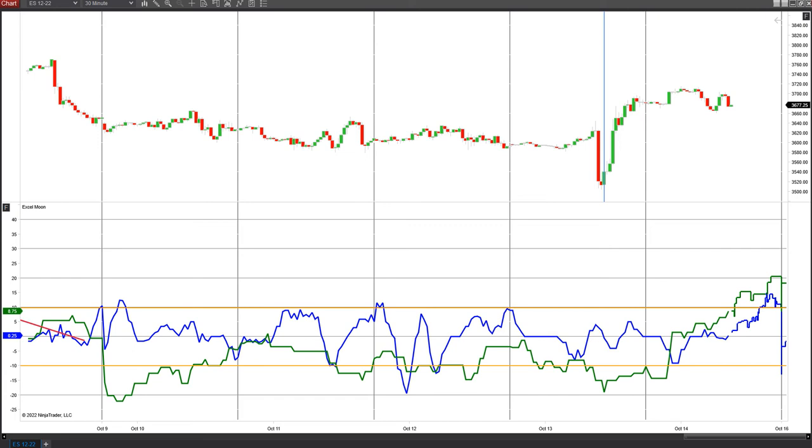Hi guys, it's Friday morning, October 14th, 2022. Looking at the Astro Excel chart right here, the 30-minute chart, you can see the week is tracked pretty well.